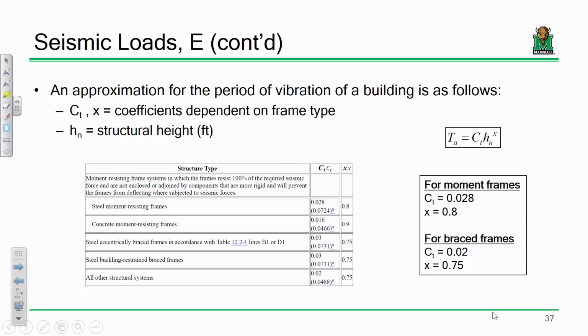Now, for this building, we're dealing with a moment frame because there's no braces in the middle. It's all just open. So that means this is going to be 0.028 times whatever the height is raised to the 0.8. And I use those numbers because this is a moment frame as opposed to a brace frame. Everybody okay with that?